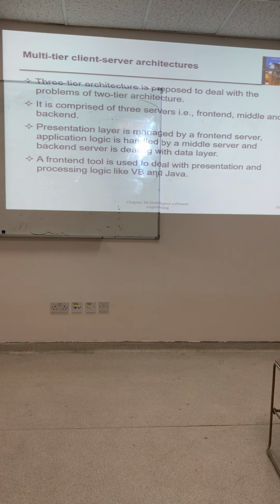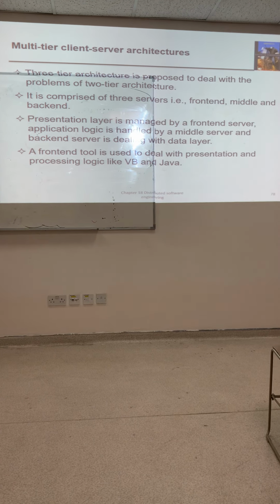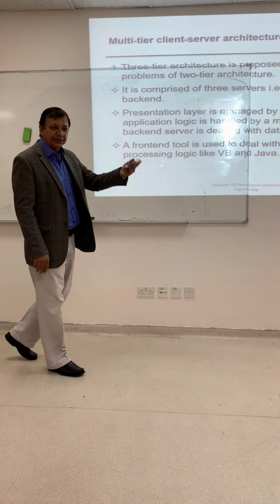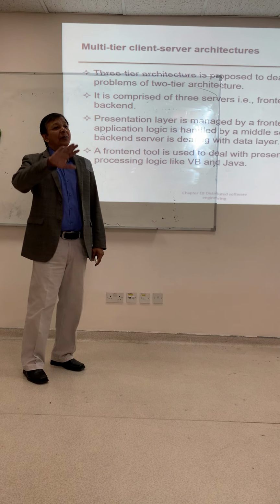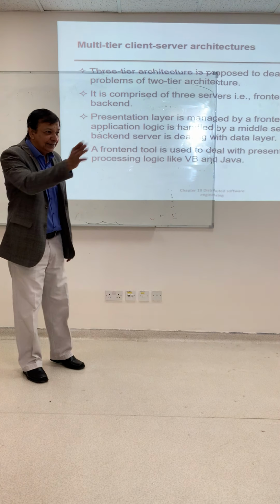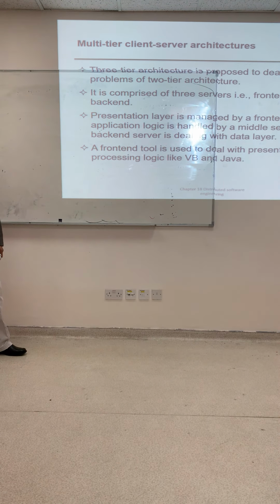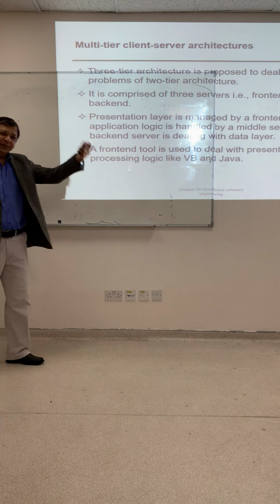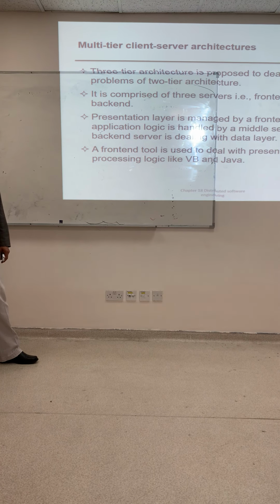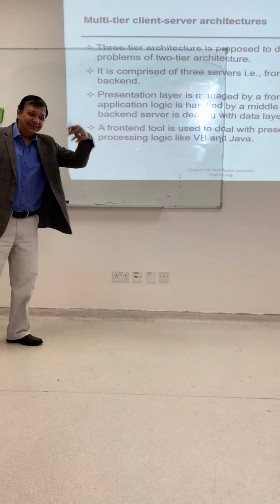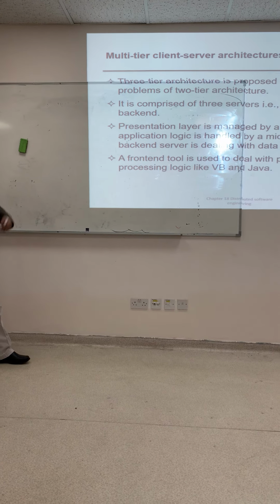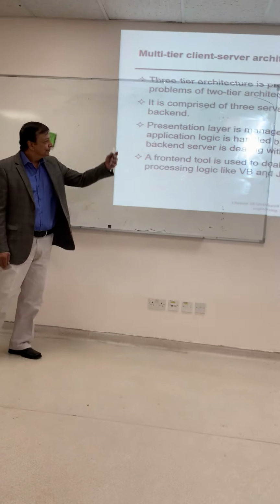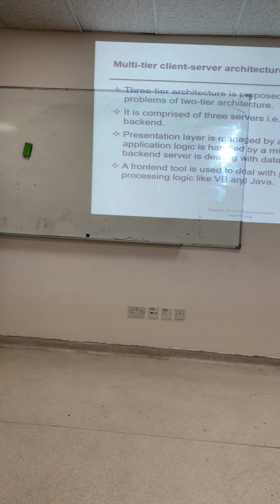Then you have multiple tiers. So you have separated all the layers: presentation on a separate server, application logic on a separate server, application logic processing on a separate server, business logic on a separate server, database on a separate server. Then model view controller is there, multiple servers are there: security server, backend server, print server.